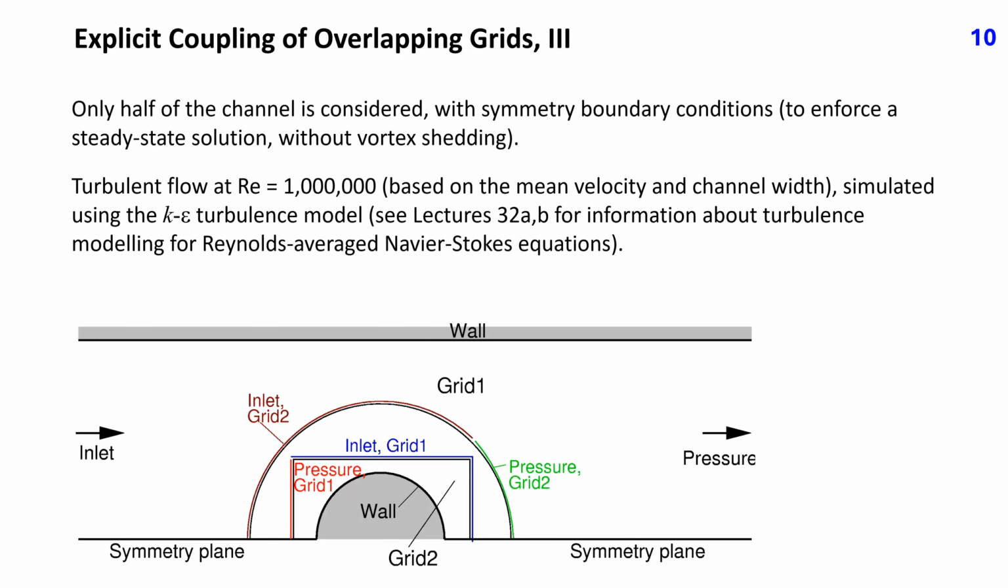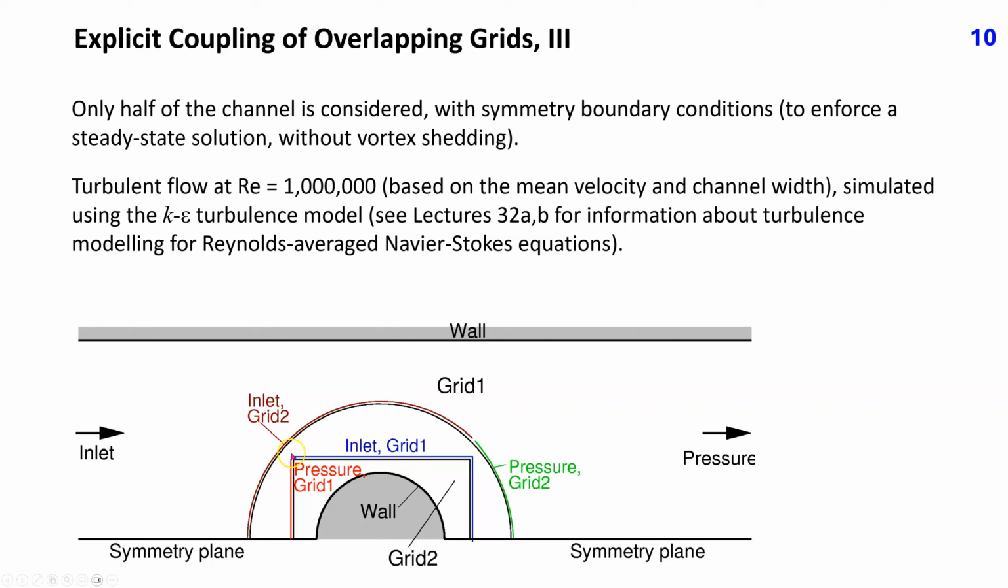Only half of the channel is considered with symmetry boundary conditions in the midplane. This is done to enforce a steady-state solution without vortex shedding. The flow is turbulent at Reynolds number equal 1 million based on the mean velocity and channel width. It is simulated using the k-epsilon turbulence model. See lectures 32a and 32b for information about turbulence modeling for Reynolds-averaged Navier-Stokes equations.